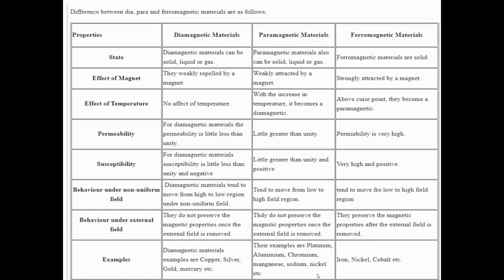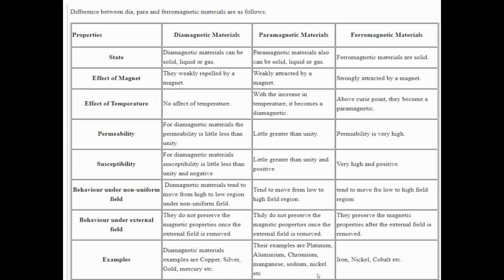Diamagnetic material can be in all three states. Paramagnetic is the same, and ferromagnetic materials are only in the solid state. Effect of magnet: diamagnetic materials are repelled weakly by a magnet, paramagnetic materials are attracted weakly by a magnet, and ferromagnetic materials are attracted strongly. Temperature effect: on diamagnetic, no effect.